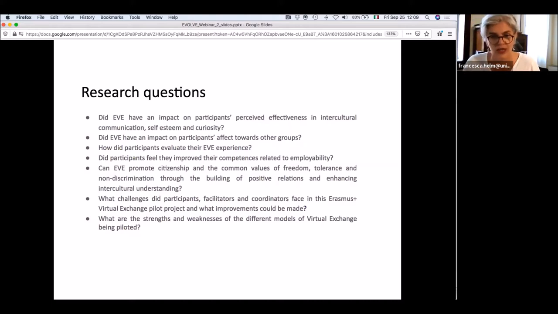So every year we were asking these questions and improving. And what are the strengths and weaknesses of the different models of virtual exchange being piloted?